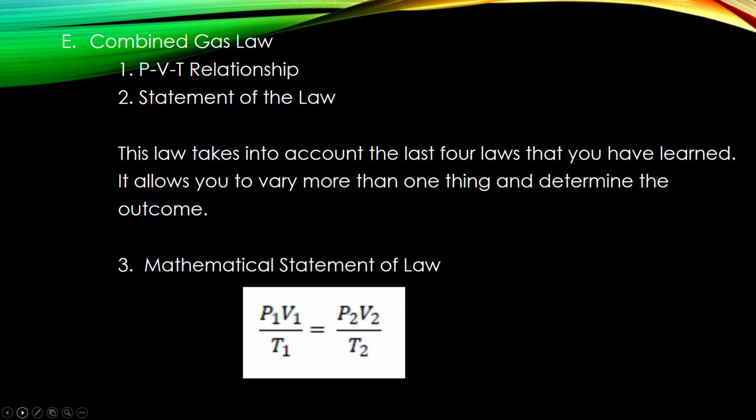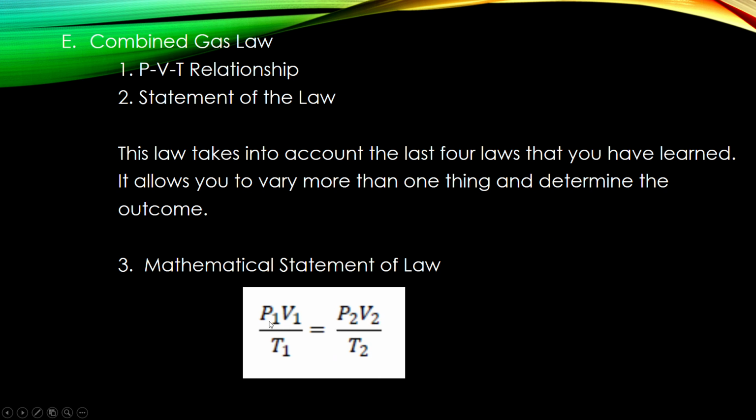The reason it's called combined is if you think about it, it's really taking Boyle's law, Charles's law, and Gay-Lussac's law and putting it all together. So it takes into account the last laws that you have learned. It allows you to vary more than one thing to determine the outcome.